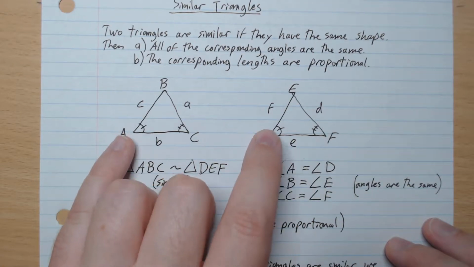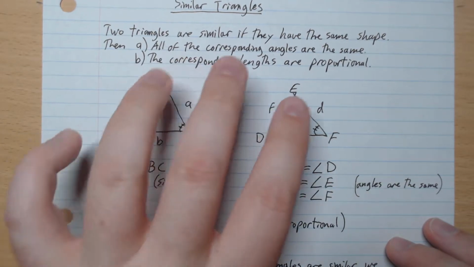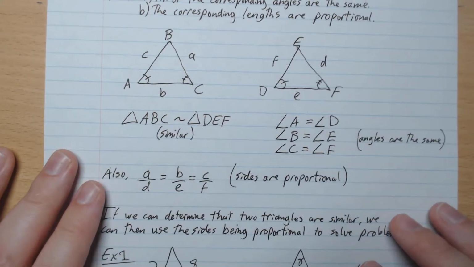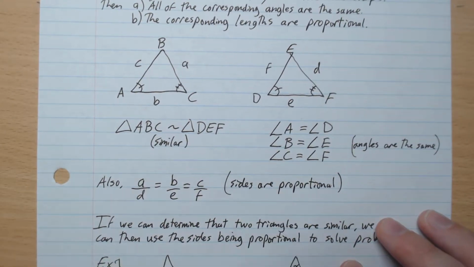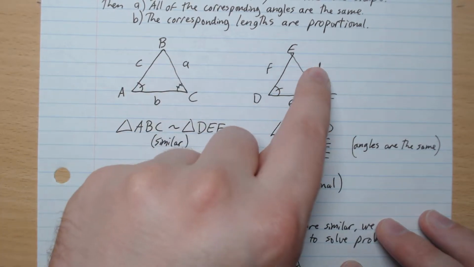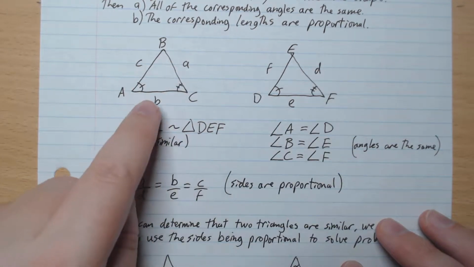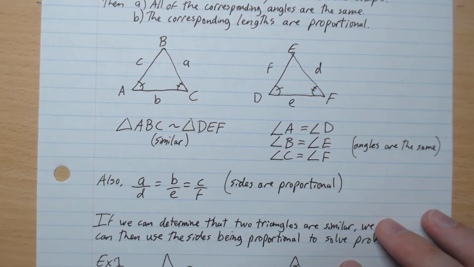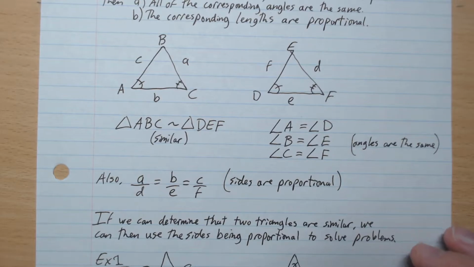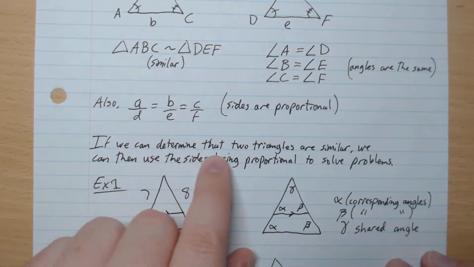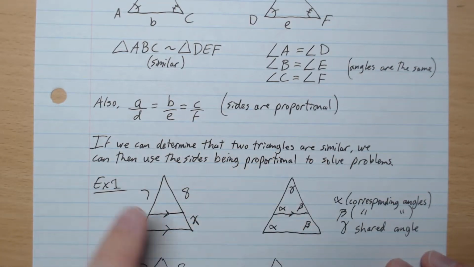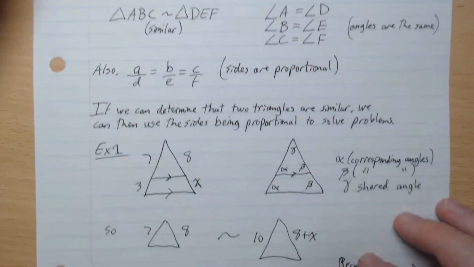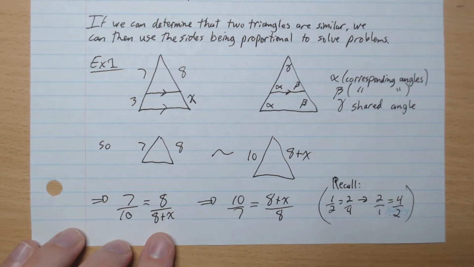And so angles A and D are the same, B and E are the same, and angles C and F are the same. And so also, sides being proportional, what does that mean? That means A divided by D is the same as B divided by E, is the same as C divided by F, like that. So the sides are proportional. And so if we can determine that two triangles are similar, we can then use the sides being proportional to solve problems.